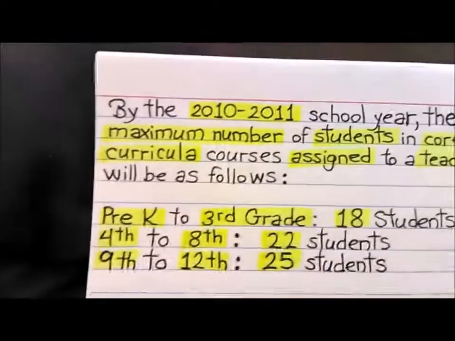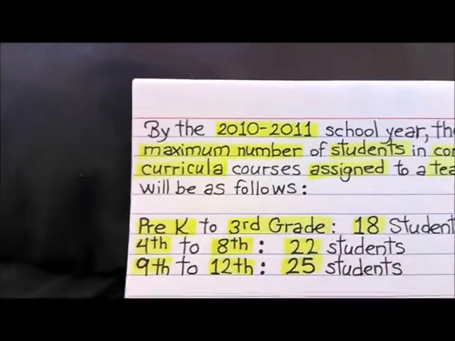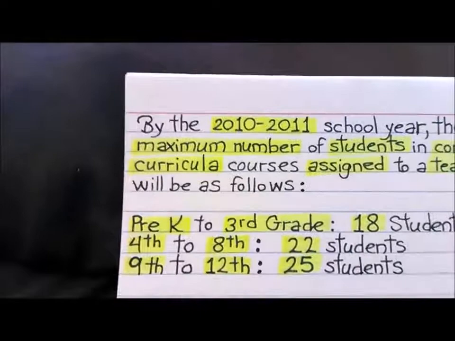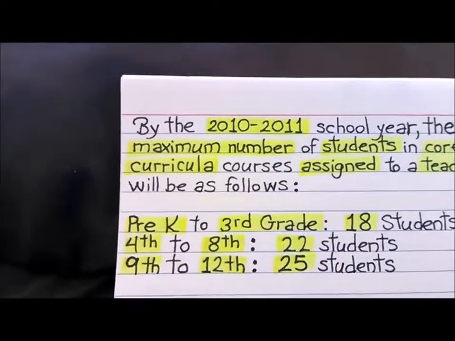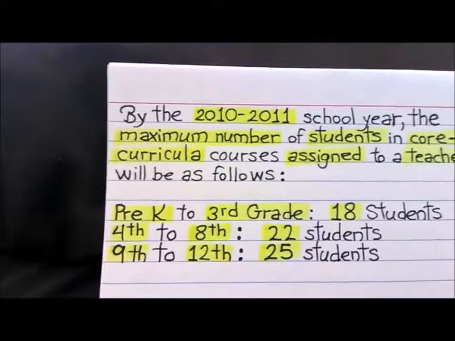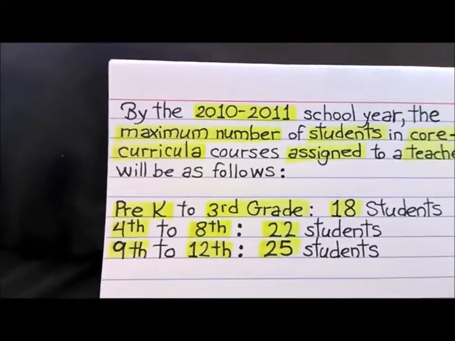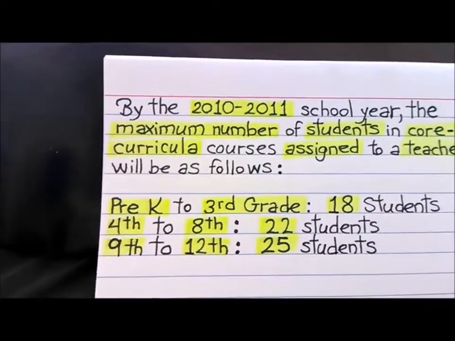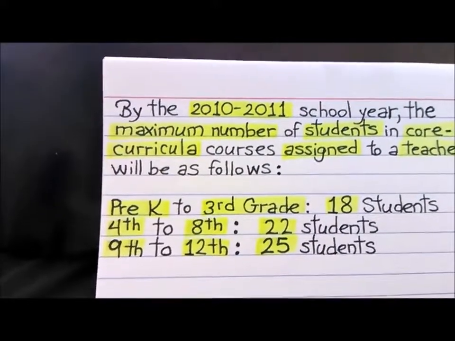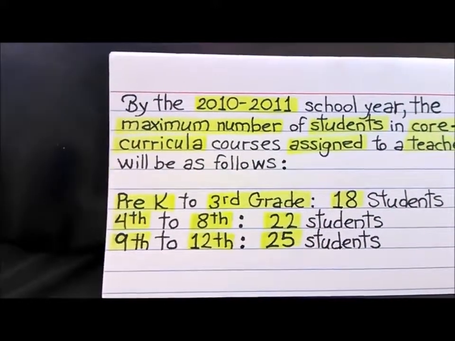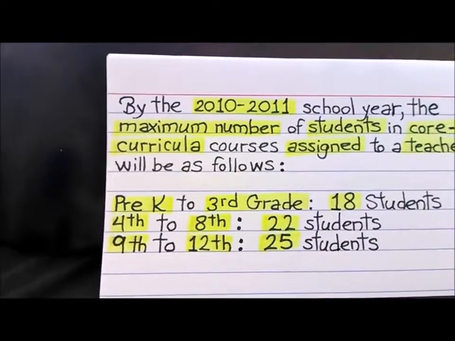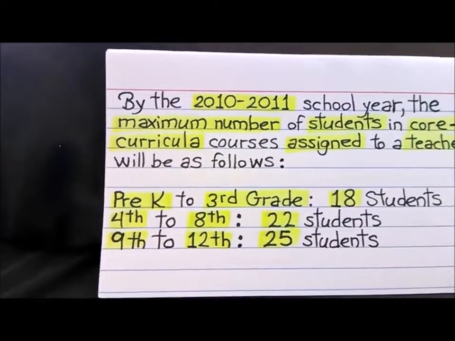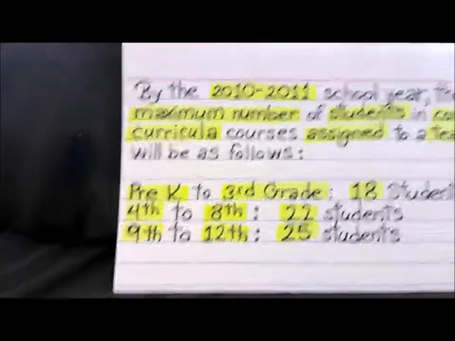Okay, by the 2010-2011 school year, the maximum number of students in core curricular courses assigned to a teacher will be as follows. From pre-K to 3rd grade, 18 students, the max. From 4th to 8th grade, 22 students. From 9th to 12th grade, 25 students. Okay, that's the maximum.